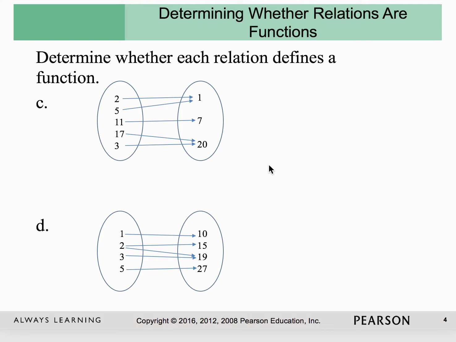So let's look right here. Are these relations functions? Okay, so 2 is going to 1, 5 to 1, 11 to 7, 17. Each one of these values in the first set only has one line coming off of it. So yes, that is a function. But look at this one. That 2 is paired with 15, and then it's paired again with 19. That makes it not a function.